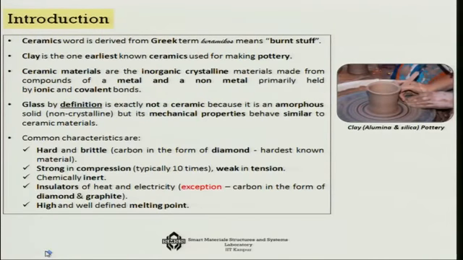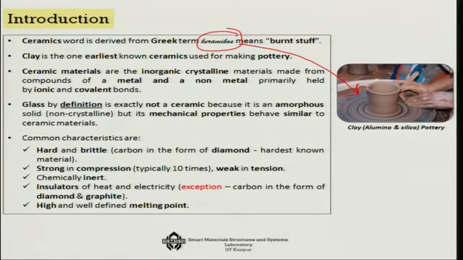Now the name ceramics, as I told you, this whole thing itself is very ancient in nature, and the name itself also has a very ancient root, because it is derived from a Greek term, keramikos, which means burned stuff. In earlier days, ceramics was always associated with pottery. So clay is the earliest known ceramic used in pottery, and that is mostly alumina and silica type of material.